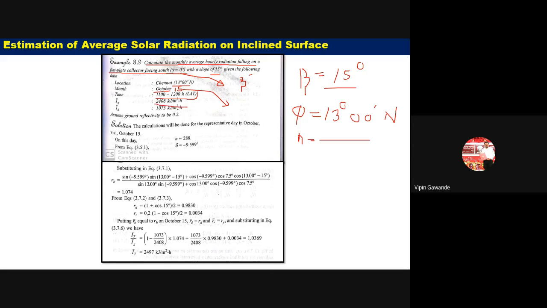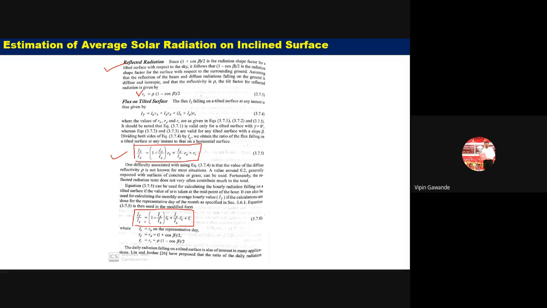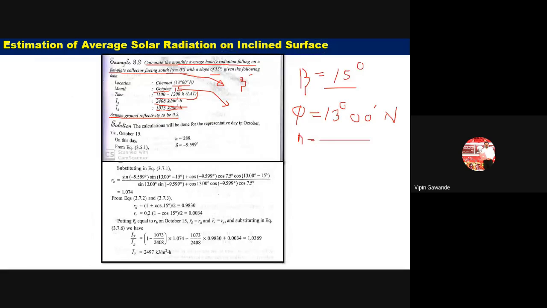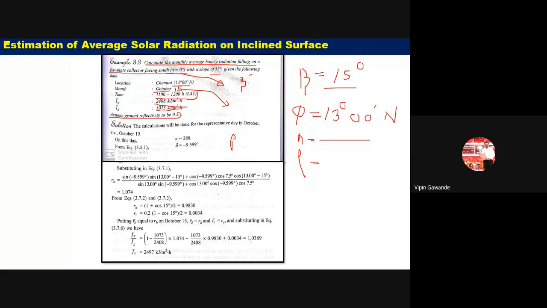Now the IG and ID values are given in the problem. Assume the ground reflectivity to be 0.2. This reflectivity is rho, which comes in the reflected radiation formula. So this rho is the reflectivity, and it is given here.